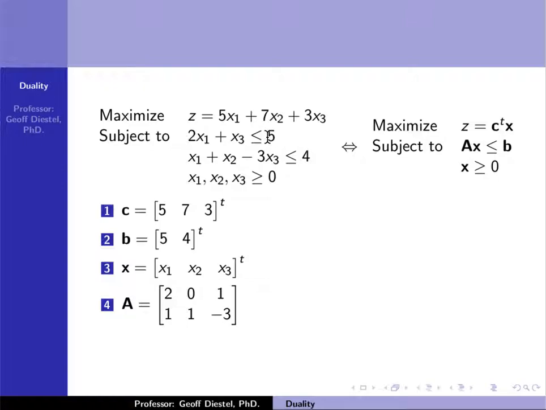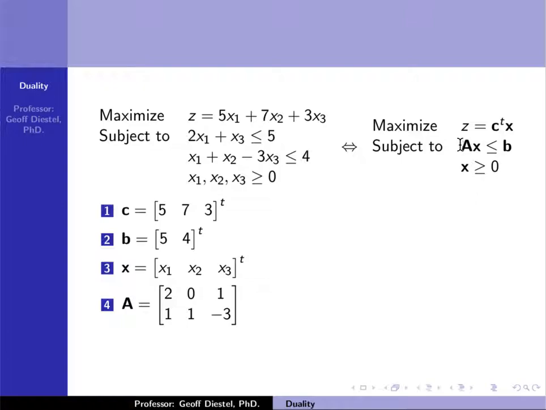B is the right-hand side numbers of our two constraints. So it's a matrix that has two entries, 5 and 4. Again, we write it as a row, but then we put a T to make it a column. And we have three variables, x1, x2, and x3. So our variable matrix x in boldface is just the matrix that stores our variables x1, x2, and x3.